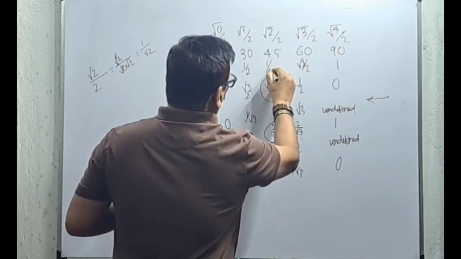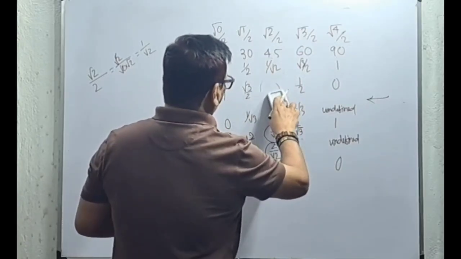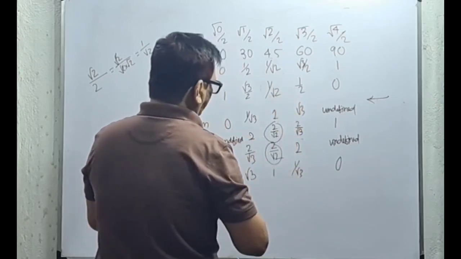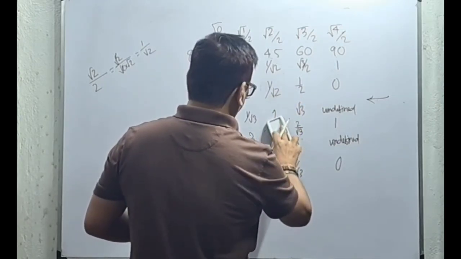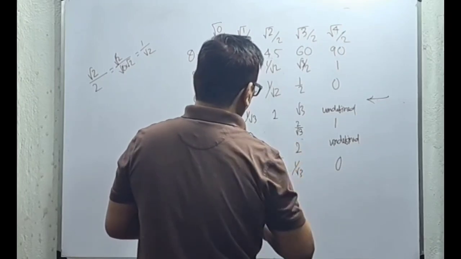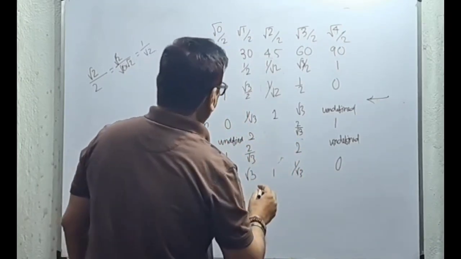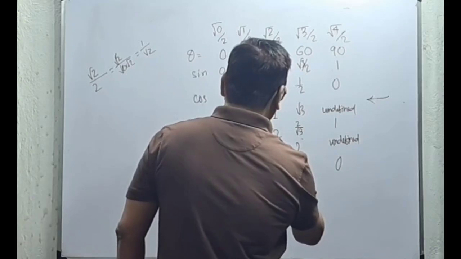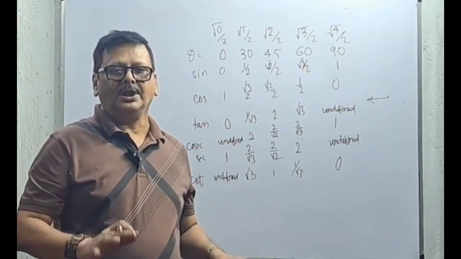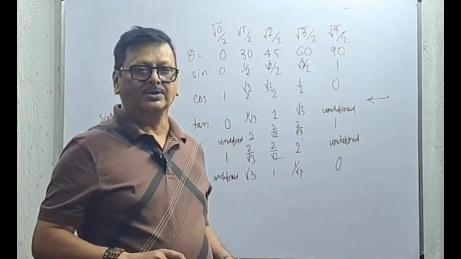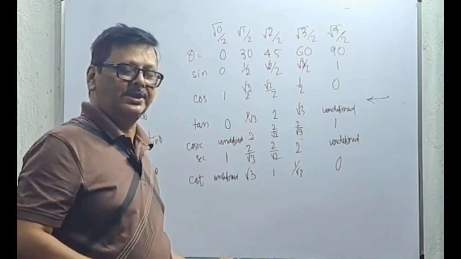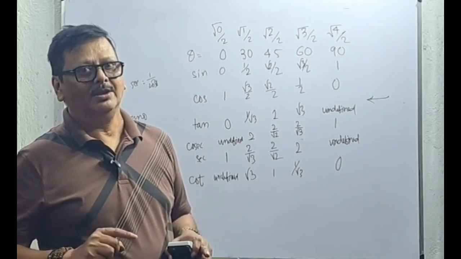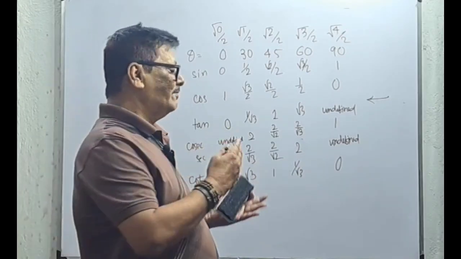So 1 by root 2. This will be also 1 by root 2. This will be root 2, all this. Correct? It's not that the values of other angles can be found out, but these angles can be found out, as we will see, by using trigonometric shapes such as equilateral triangle and isosceles triangle. Let's have a look at them, right?